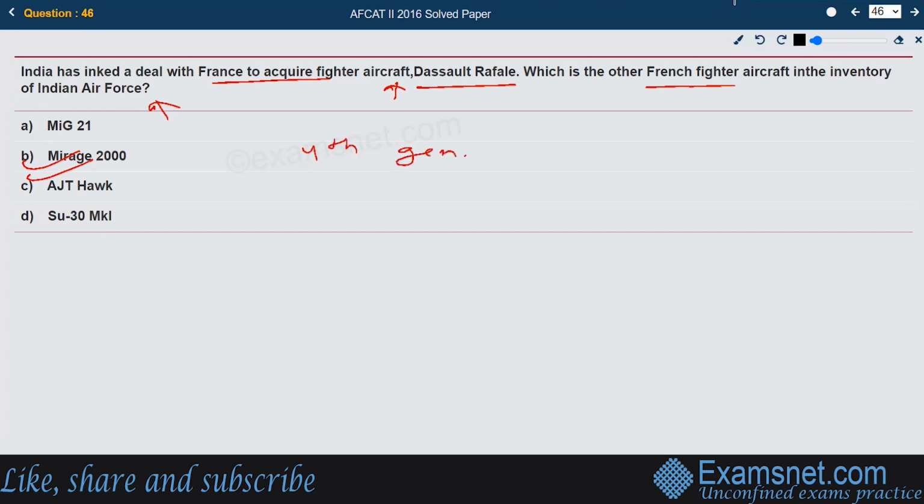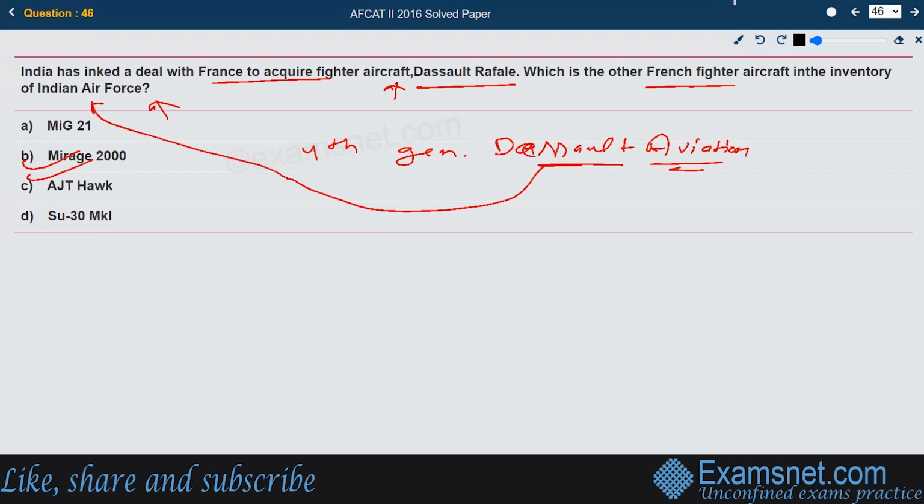fighter manufactured by Dassault Aviation. This is the company name, which belongs to France, and they are manufacturing the Mirage 2000 for us. It was designed in the late 1970s as a lightweight fighter to replace the Mirage III for the French Air Force.